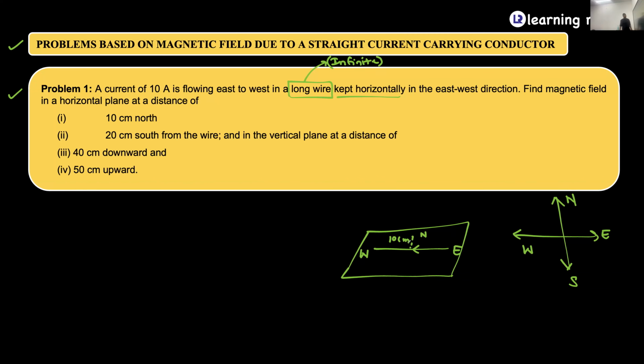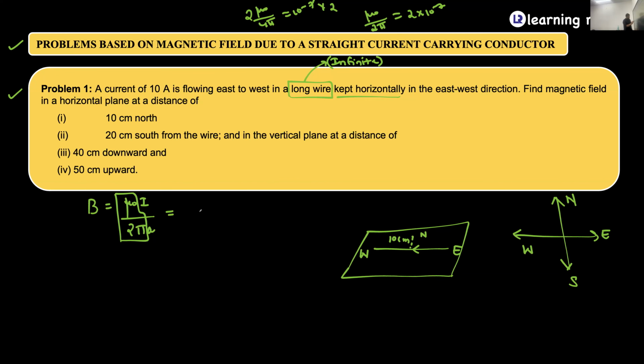Now, since this is an infinitely long wire and this point is considered to be at the center, what formula are we supposed to use? We'll use B is equal to mu naught I divided by 2 pi A. Remember, mu naught divided by 4 pi is 10 power minus 7. So if I multiply with 2 on both sides, I get mu naught divided by 2 pi is equal to 2 into 10 power minus 7.